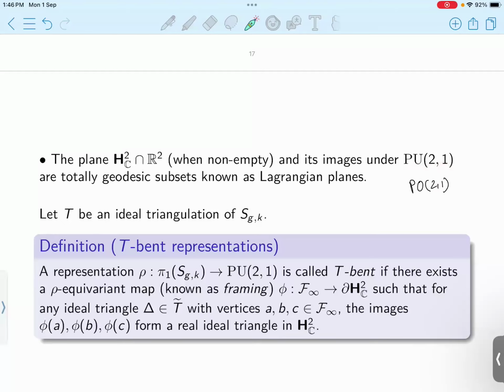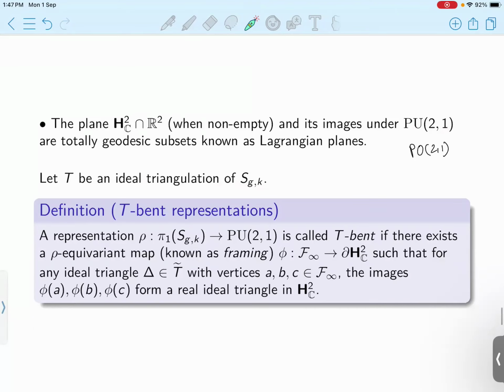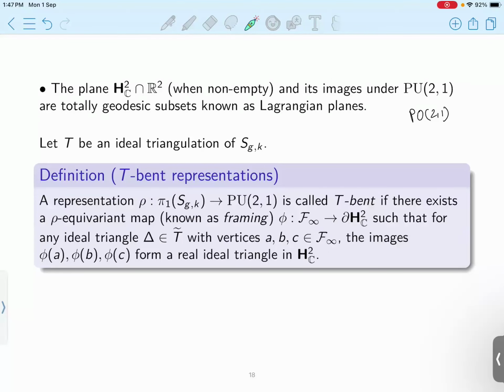Let T be an ideal triangulation of S_{g,k}. Ideal triangulation means a triangulation of the surface S_{g,k} where all the vertices of the triangles lie on the punctures of the surface, so no vertices lie actually on the surface. This is called ideal triangulation. Now I'll define a quantity known as a T-bent representation.